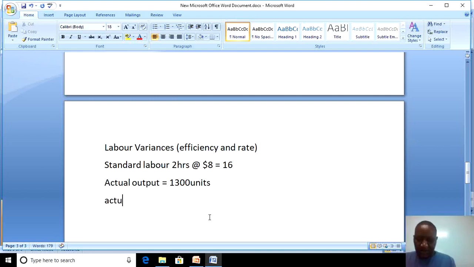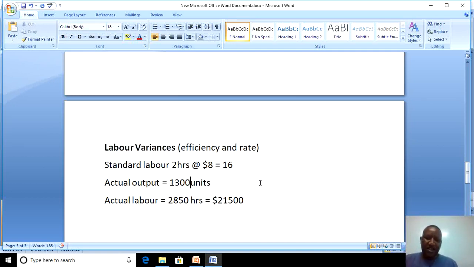So actual labor hours and cost. We had 2,850, these are hours, and the cost was 21,500. So you see, from that massive question, each time you are calculating a particular variance, just pick out the information that you require to work out your variances. So I've picked out the information that is required for me to work out labor variances.